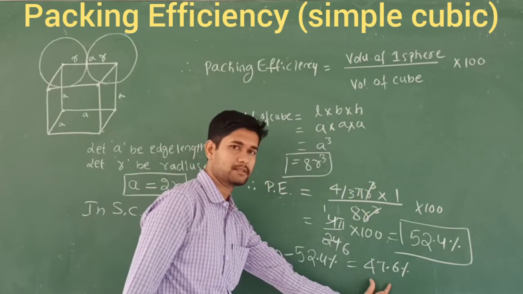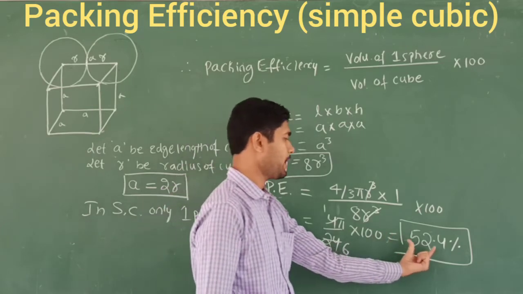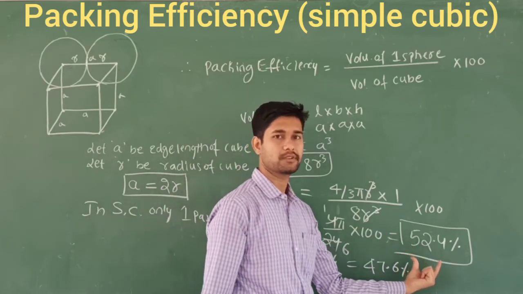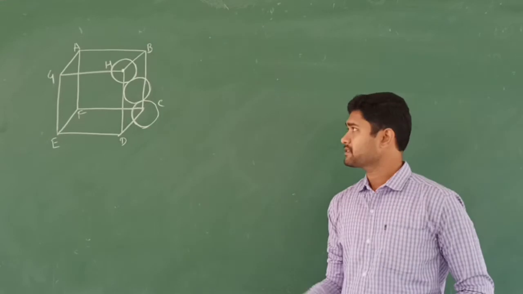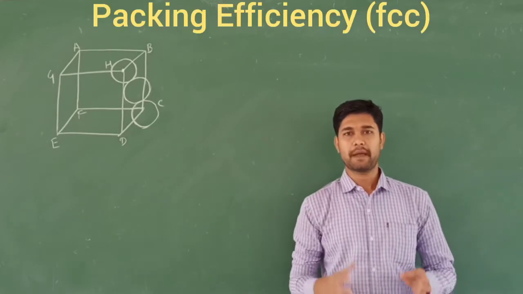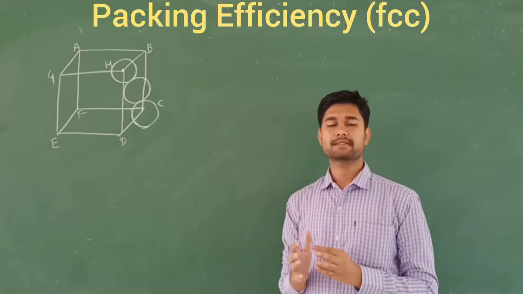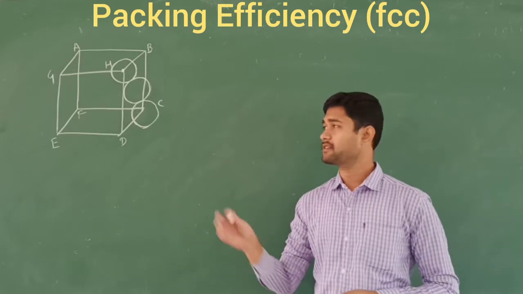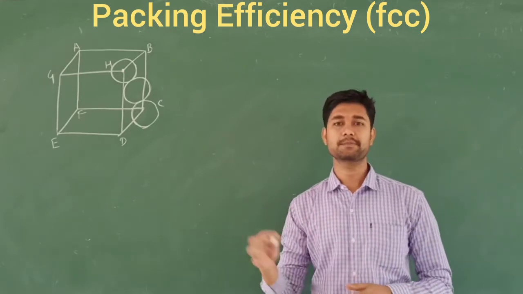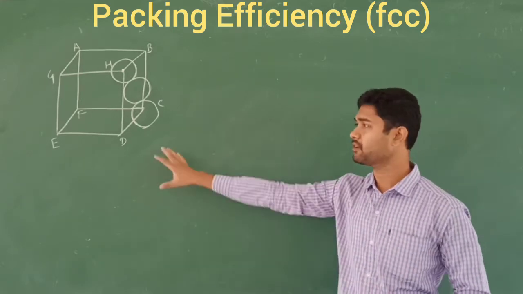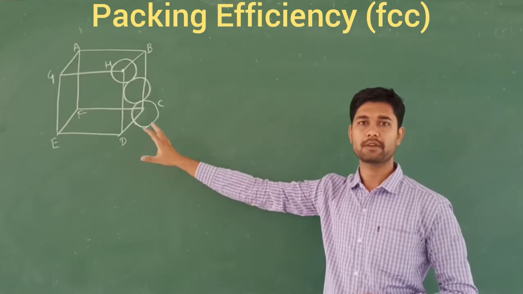This is the vacant space, right? So this is the packing efficiency in the simple cubic unit cell. So let's derive the second derivation, that is called packing efficiency in face-centered cubic unit cell, which is also going to be called as CCP or HCP. So this is called face-centered cubic unit cell.